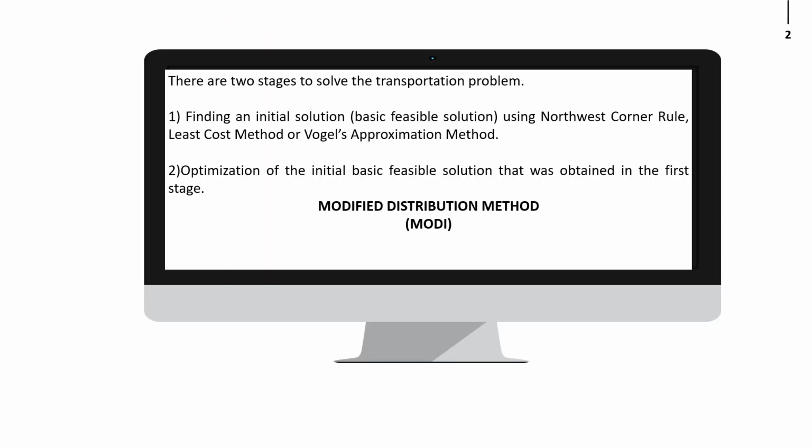There are two stages to solve the transportation network problem. First, we need to find an initial solution, or the basic feasible solution, using the northwest corner rule, least cost method, or Vogel's approximation method. Second, we can optimize the initial basic feasible solution that we obtained in the first stage. And here I will optimize it by using the modified distribution method, or MODI.